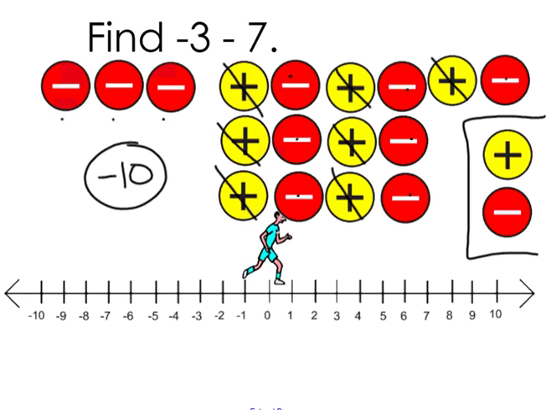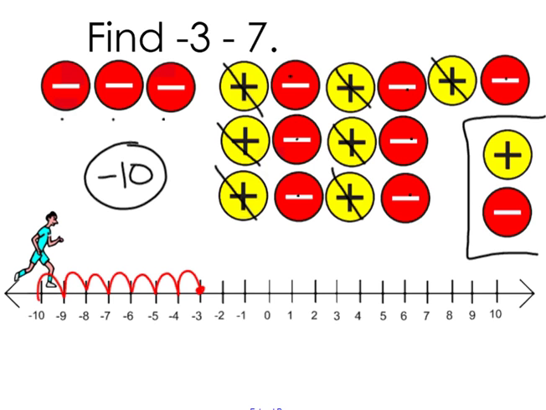Okay, integer man, he's going to start at negative 3, and since we're subtracting positive 7, he's going to go to the left 7 steps and end up at negative 10. So negative 3, 1, 2, 3, 4, 5, 6, 7, and he also gets negative 10.